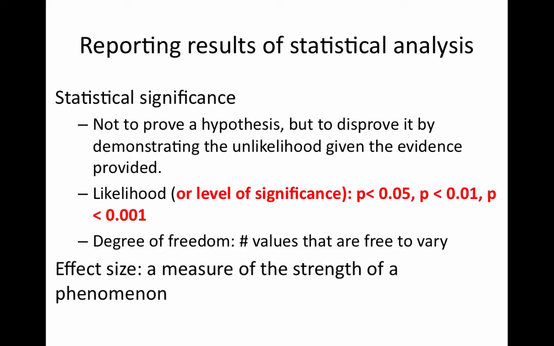The smaller the p-value, the stronger the findings. A p-value less than 0.01 indicates the difference between data sets could have resulted by chance only 1 out of 100 times. The degree of freedom is also represented. It's the number of values that are free to vary, and the effect size is a good measure to show, which demonstrates the strength of the phenomenon.